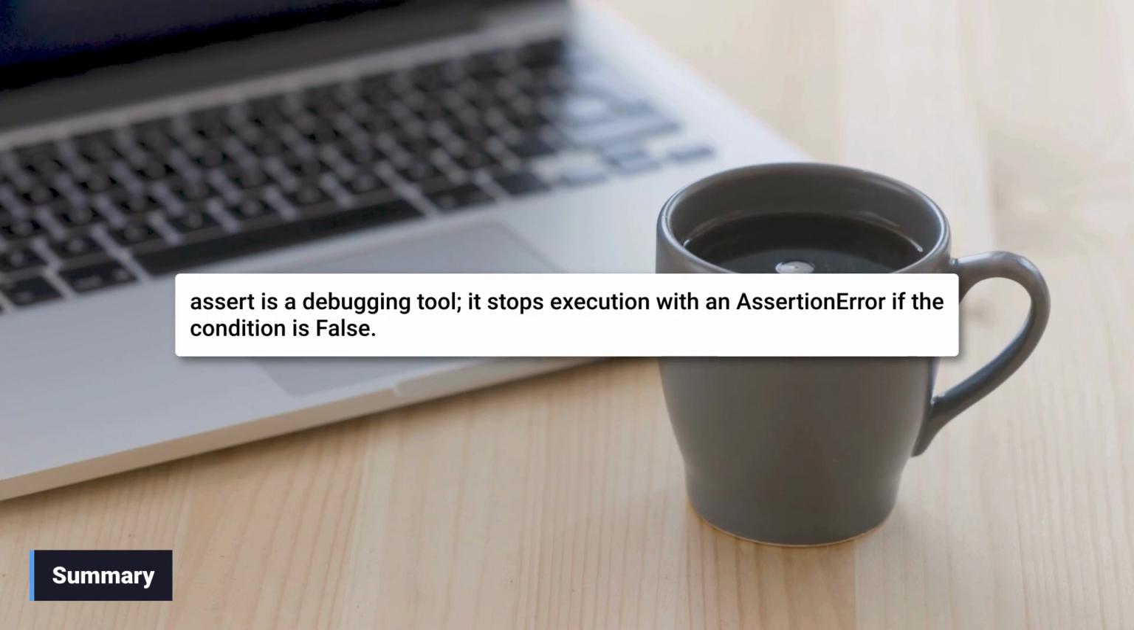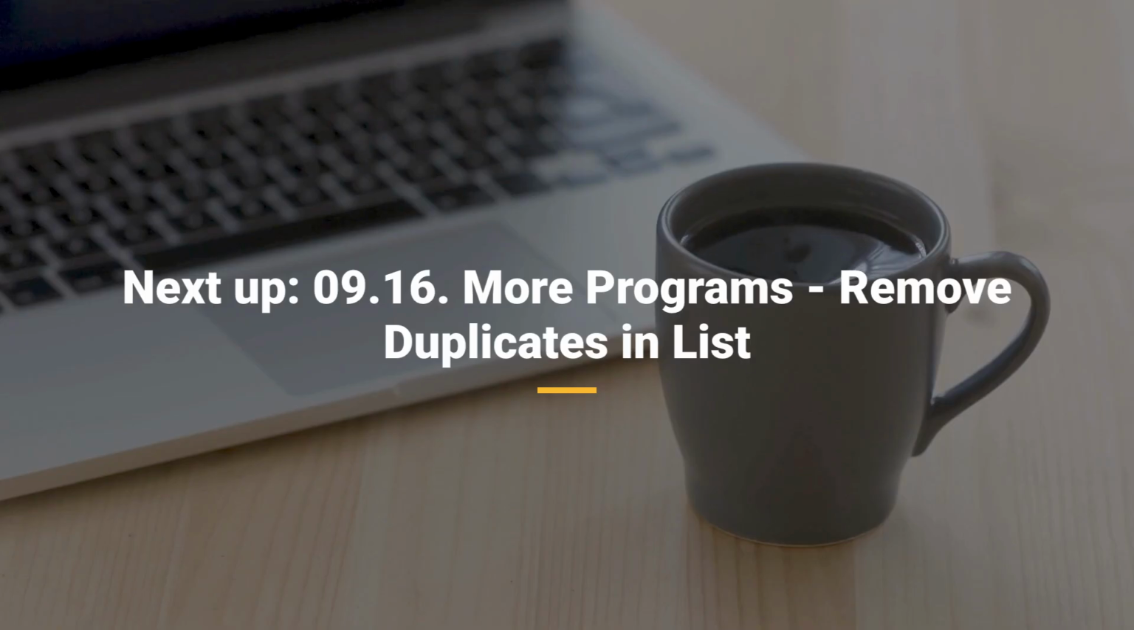To summarize, use assert to confirm conditions that your code must have to function correctly. It acts as a safety net during development and testing. We have learned the fundamental flow control statements.